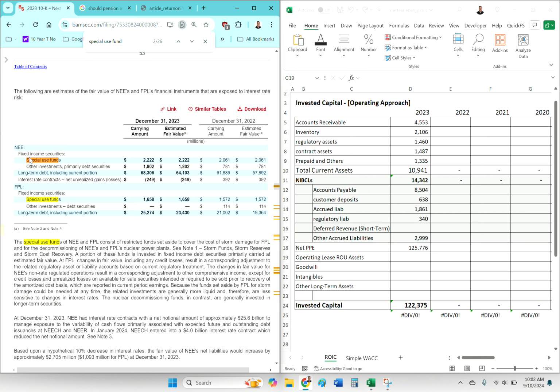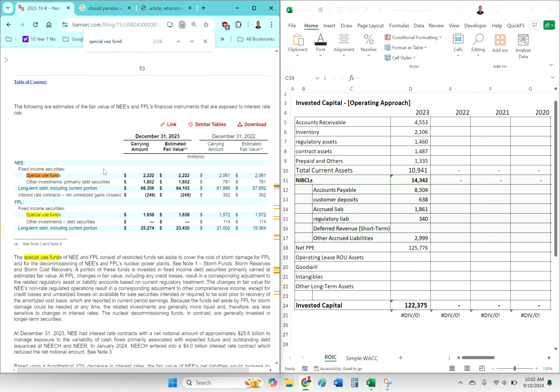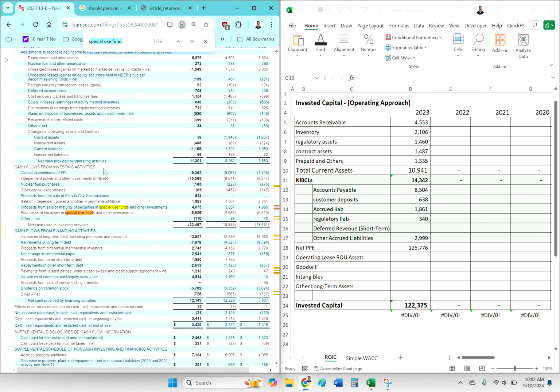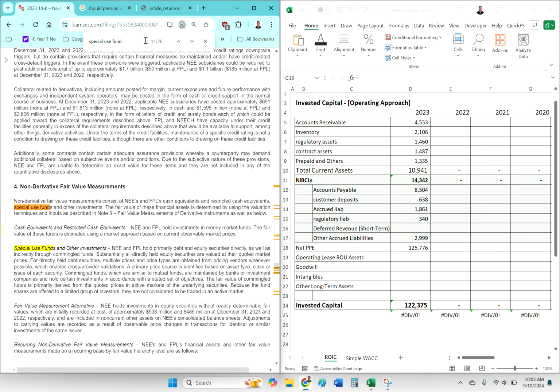Okay, so you have these special use funds. They cover cost of storm damage. And so you would argue that that should be part of the business, because it's also like a reserve for their decommissioning of nuclear units.